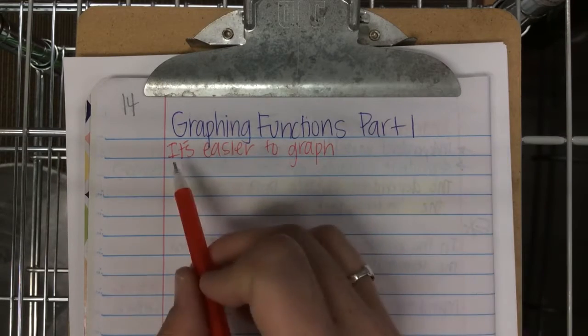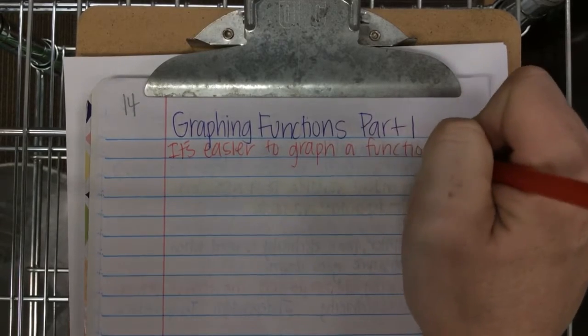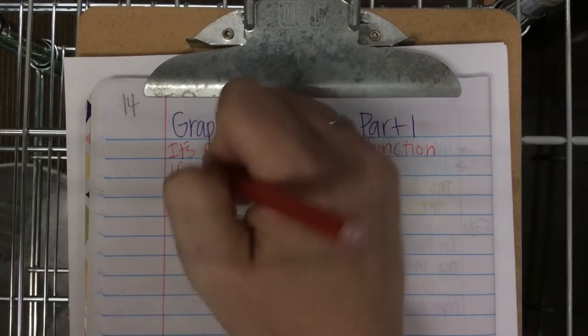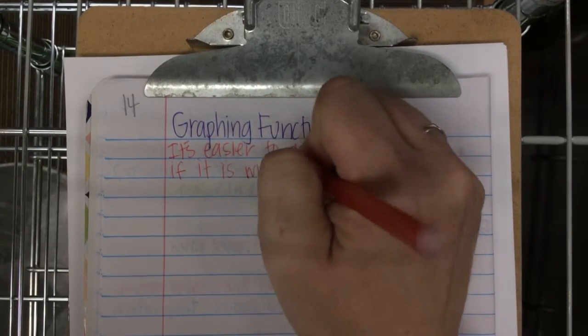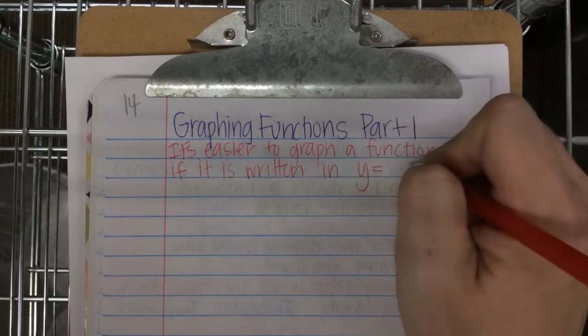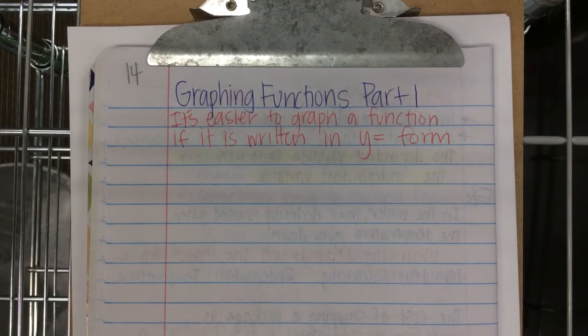So, graphing functions part 1. It's easier to graph a function if it is written in y equals form. Because when we graph, we substitute numbers: we pick numbers for x and put them into the problem. So it's easier to graph a function if it's written in y equals form.